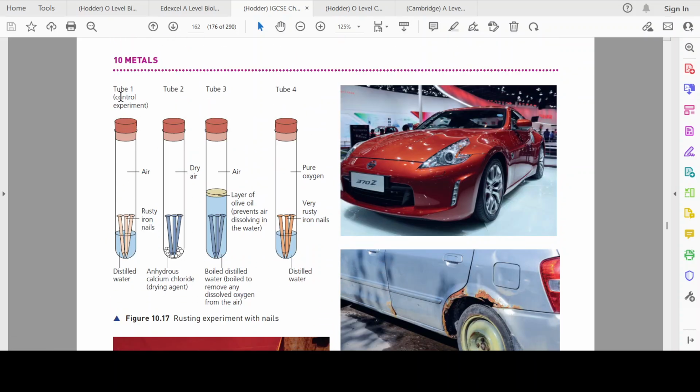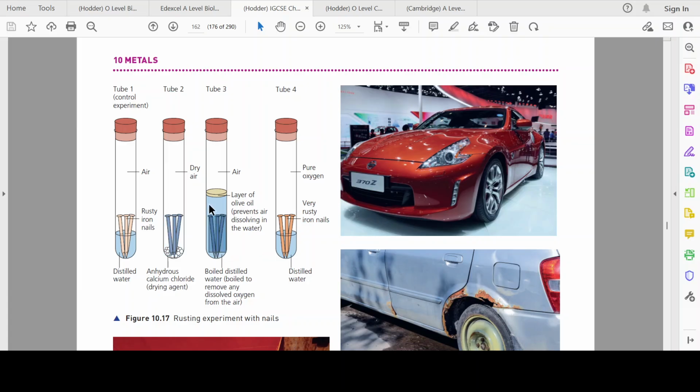So this is a control experiment. What's a control experiment? The results of this experiment are going to be used to compare with the rest. That's why it's called the control. So you've got water, you've got air. Air has oxygen, and that means these nails are going to rust. Then you've got anhydrous calcium chloride, which is a drying agent, which means this is dry air, with no moisture in the air. Moisture is water vapor, H2O, which means there's oxygen but no water vapor, so the nails will not rust.